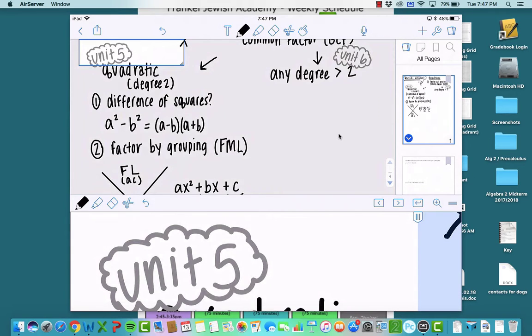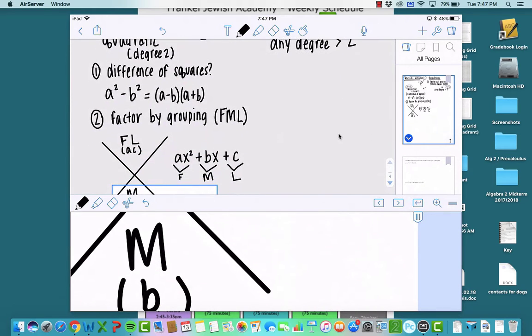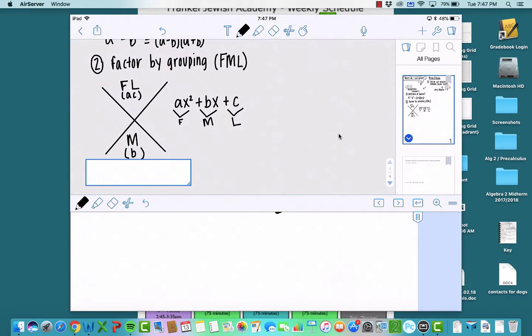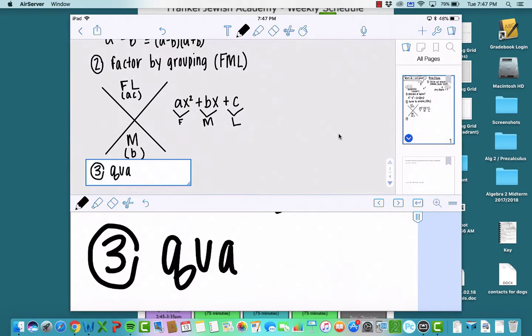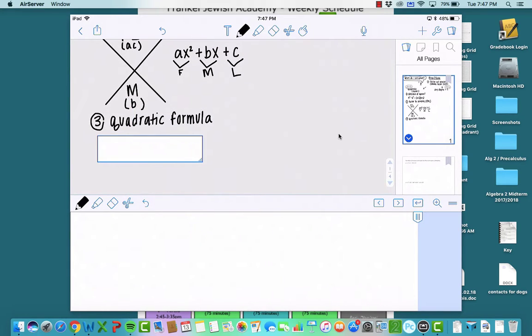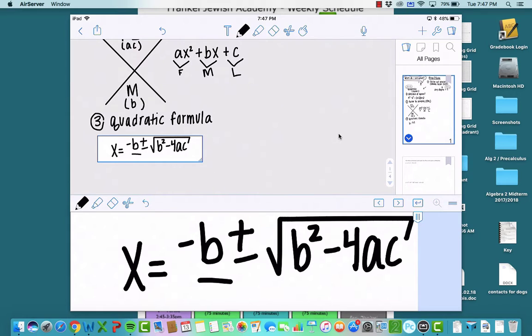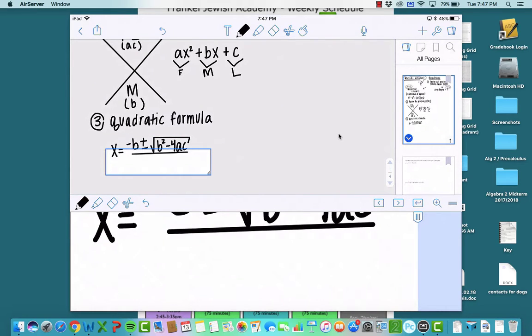Okay, so let's say it's not a difference of squares, and you can't factor by grouping. What is my last resort for quadratics? And that, my friends, is the quadratic formula. The quadratic formula is x is equal to negative b plus or minus the square root of b squared minus 4ac, all over 2a.